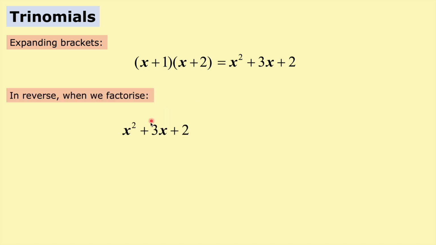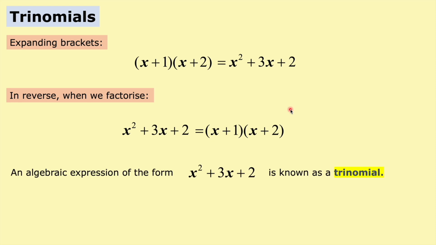So if we were to start with this expression this time, we've expanded brackets to get this. Now we're going to start with our expression and we're going to end up putting it into double brackets. We've factorised this, but we're going to learn how we get these double brackets today. An algebraic expression of the form x squared plus 3x plus 2, where 3 could be any number, 2 could be any number, is known as a trinomial. Trinomials have 3 terms. That's what we're going to be factorising today.